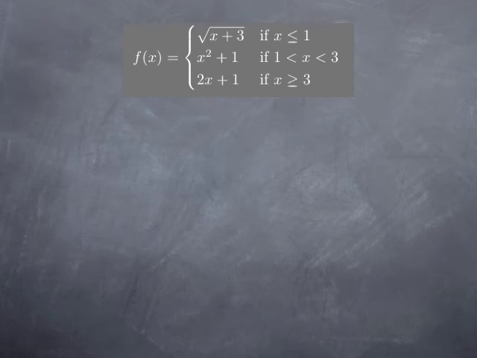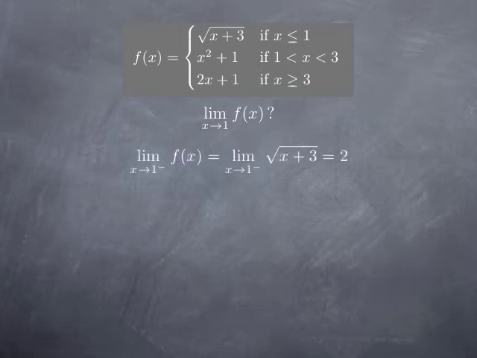Let's consider a second example. Function f is defined by square root of x plus 3 when x is less than or equal to 1, defined by x squared plus 1 between 1 and 3, and by 2x plus 1 when x is greater or equal to 3. What is the limit of this function when x is approaching 1? Once again, the function is defined by different expressions, whether we look at x less than 1 or x greater than 1. Therefore, we're going to first look at the one-sided limits at 1.